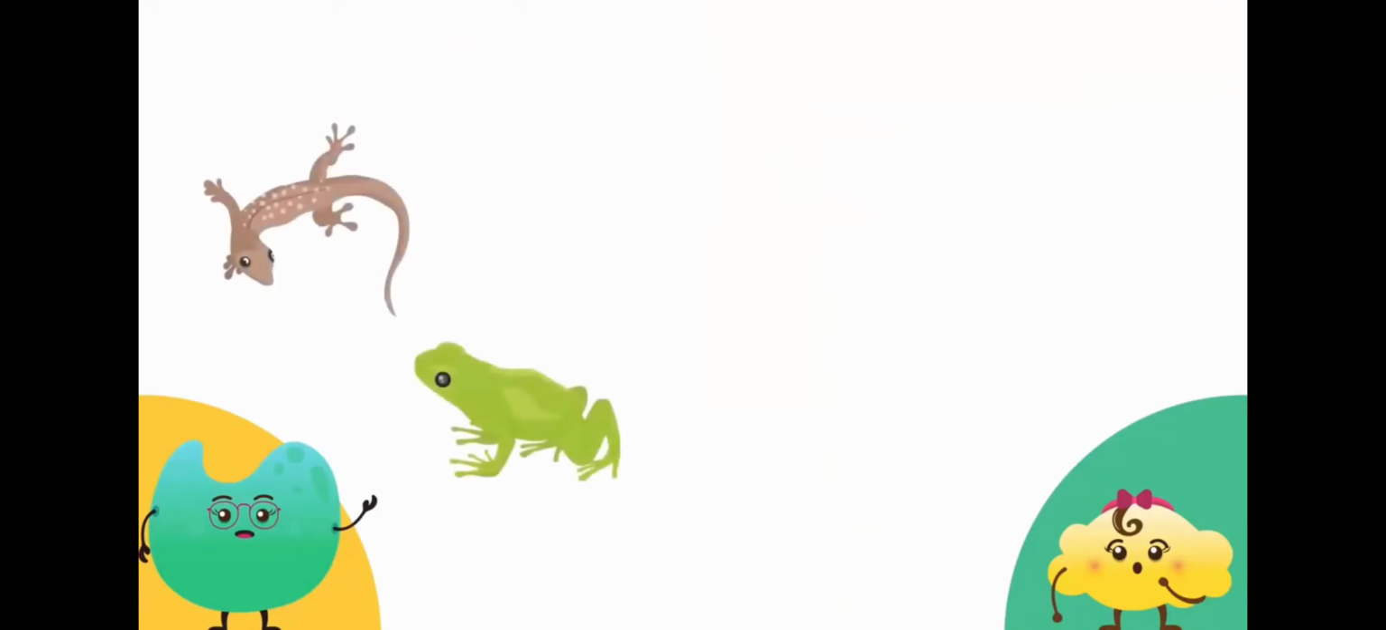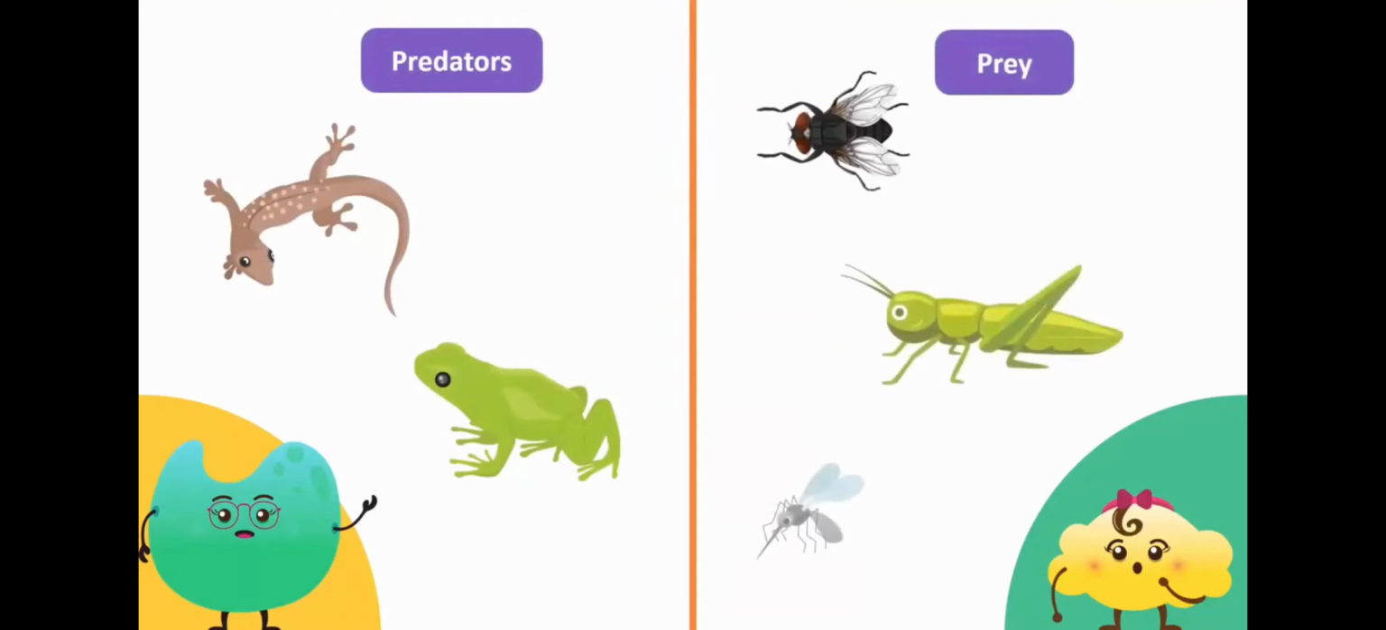Well done, Bubbles. Lizards and frogs are predators as well for insects like flies, grasshoppers, and mosquitoes.